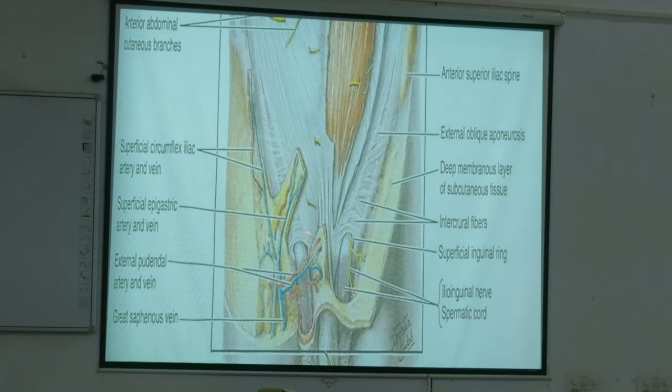See, this is the superficial inguinal ring, and this is spermatic cord coming out through this ring, and this nerve is the ilioinguinal nerve. Okay, and entering into the scrotum in case of male, superficial inguinal ring, and these are the arched fibers forming the roof formed by the internal oblique and transversus abdominis.